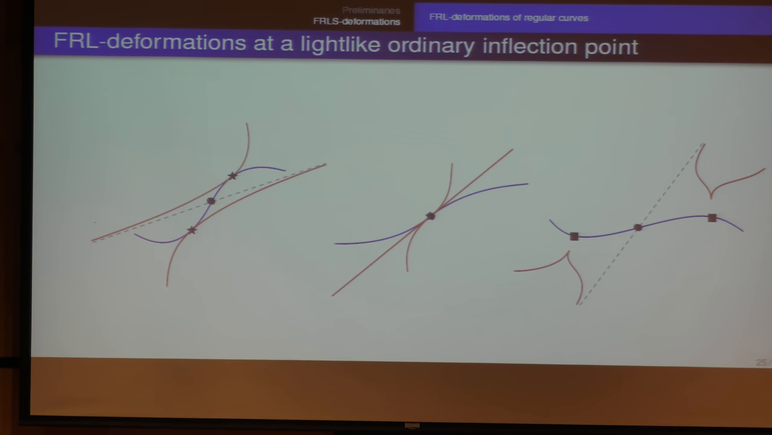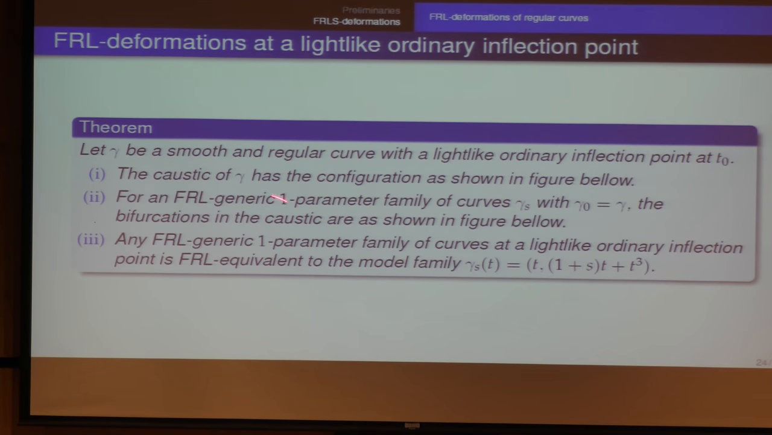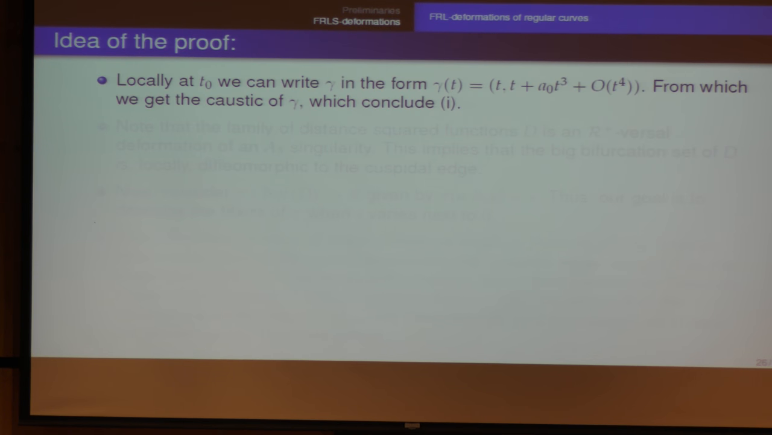And thirdly, any FRL generic one-parameter family of curves at a light-like ordinary inflection point is FRL equivalent to this model. How can I show this? The idea of the proof for the first item, the behavior of the caustic, is the same idea. It is enough to see that at a light-like ordinary inflection point, the curve can be written in this form, and from this we can get the expression of the caustic and conclude about its behavior.